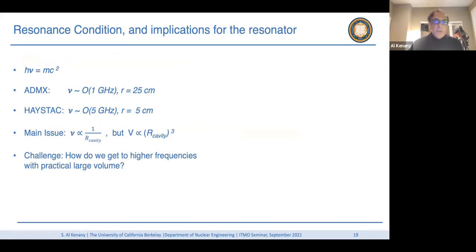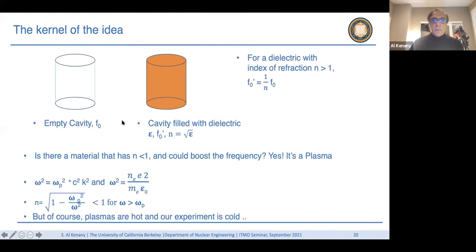So I just want to say that for the various experiments here, for example, the ADMX radius is 25 centimeters. They use big bore magnets. In Haystack, we have a much smaller cavity. So this is an advantage, but we have a high magnetic field. And the challenge is how do we reach higher frequencies with a practical large volume?